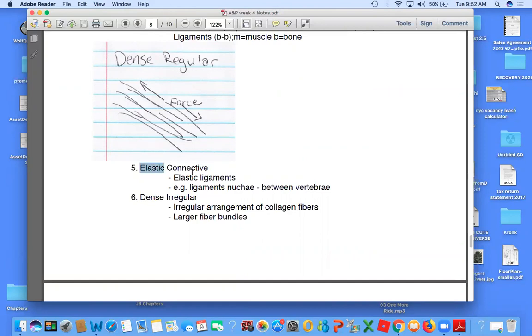Elastic connective tissue, elastic ligaments, ligamenta nuchae we call it, means the ligaments between the vertebrae. Again, needed to be elastic, otherwise you would not be flexible.